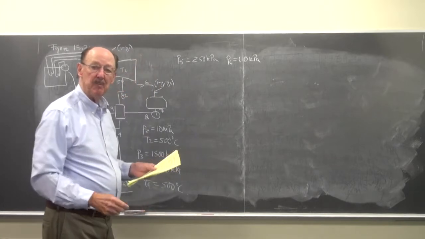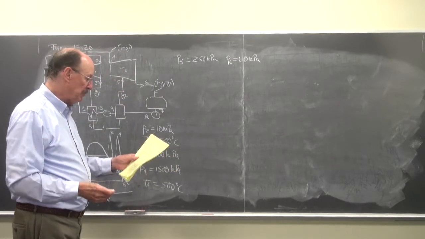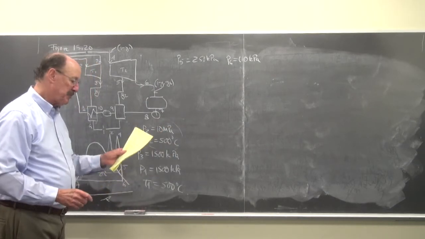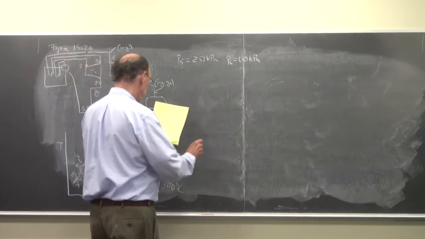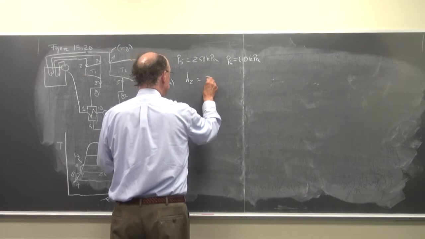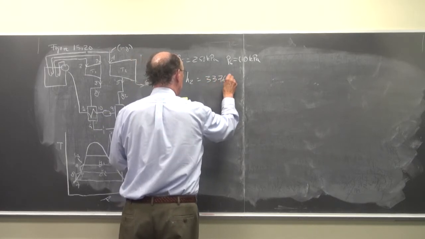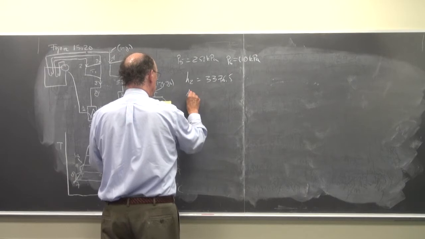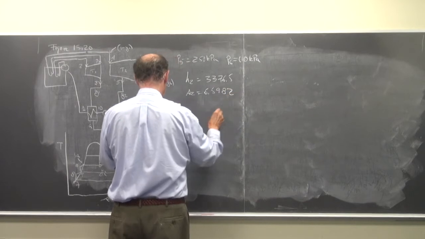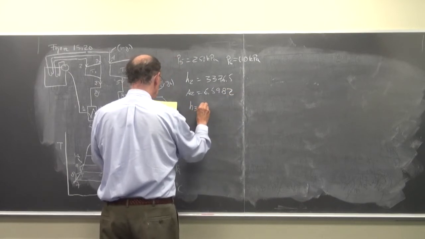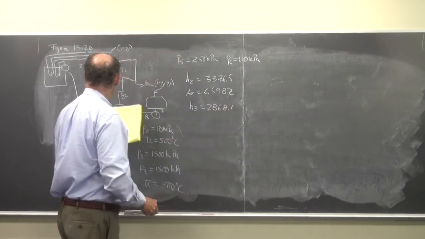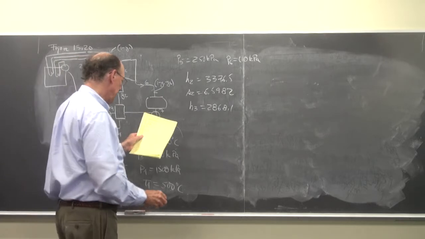So anyway, these are the numbers, and then we go through and look up the enthalpies as we've done before. We've used these numbers before, so we've looked them up, so it makes life slightly easier. Not too much easier, but slightly easier. So H2 is equal to 3376.5. S2 is 6.5982. H3 is equal to 2868.1. So that's at P3, so we have an isentropic expansion.